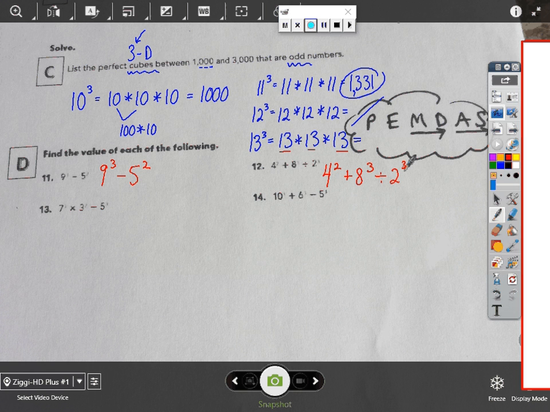We're going to use PEMDAS. We're going to use our exponent rules, yes, but we're also going to use "please excuse my dear Aunt Sally," or order of operations, to help you. So let's take a look at this first one.